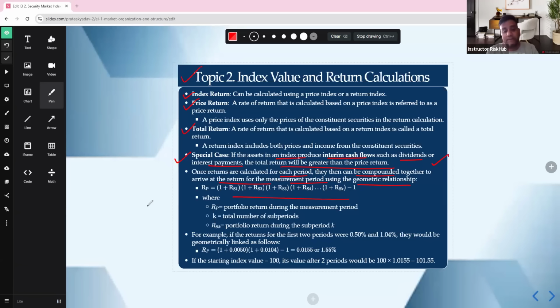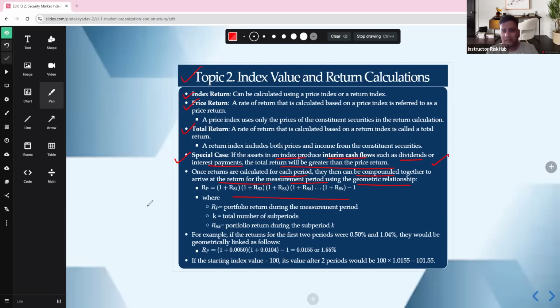Please understand this formula. Return of your portfolio is equal to (1 + R1) × (1 + R2) × (1 + R3) × ... × (1 + RSK) minus 1, where RP is the portfolio return during the measurement period, K is the total number of periods, RSK is the portfolio return during the sub period K, and then you multiply it, you get the answer, right?